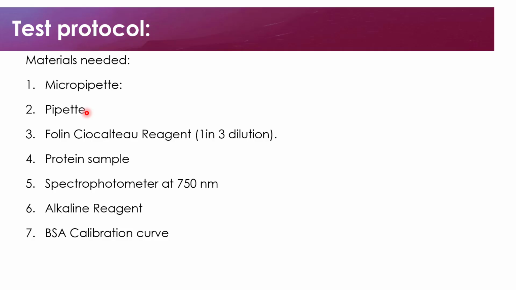So now let us start by looking at our test protocols and the materials needed for this experiment. The first is a micropipette. We also have the pipette. We have the Folin-Ciocalteu reagent, diluted in 1 in 3 dilution. We have our protein sample, and that happens to be our acid phosphatase. We also have a spectrophotometer set at 750 nanometers, our alkaline reagent, and our BSA calibration curve. So these are the various materials that are needed to perform this experiment.